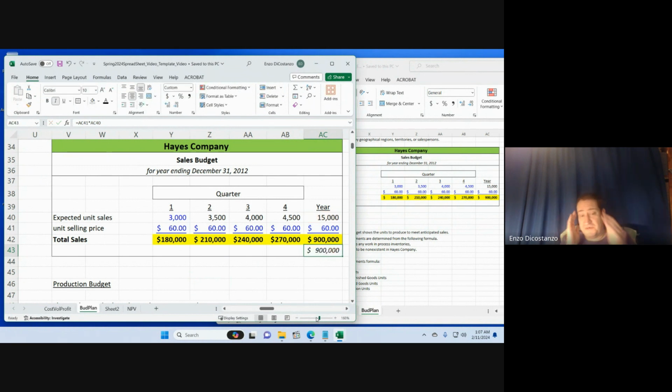But this is your first budget. Hopefully not too much. And always the name of the company and what it is and the dates. That stuff's got to be right. You can't have mistakes up here.